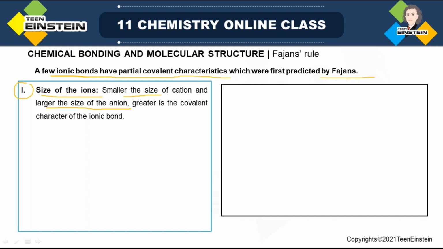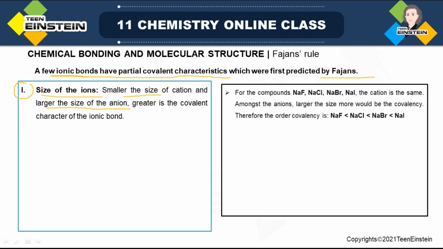And from the point of view of the anion, if it is very large, then electron density deformation will be a facile process. So greater covalent character will be generated. So this is the first point, size of the ions. The cation must be small, the anion must be large.